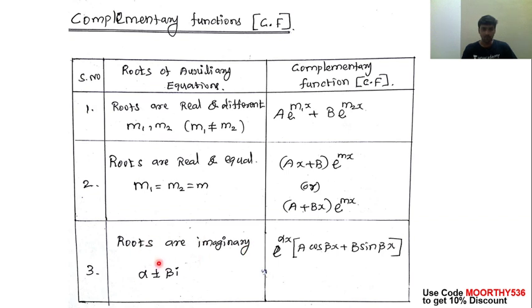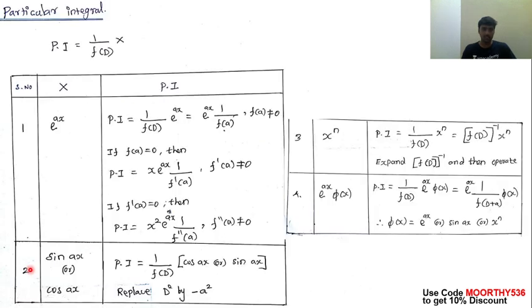Then roots are imaginary, that is alpha plus or minus beta i. Then complementary function is e power alpha x into a cos beta x plus b sin beta x. Then particular integral: the formula for the particular integral is 1 divided by f of D, the function depending upon the variable D, that is the LHS of the given differential equation, into X. Here X is e power ax, sin ax or cos ax, or x power n, then e power ax.